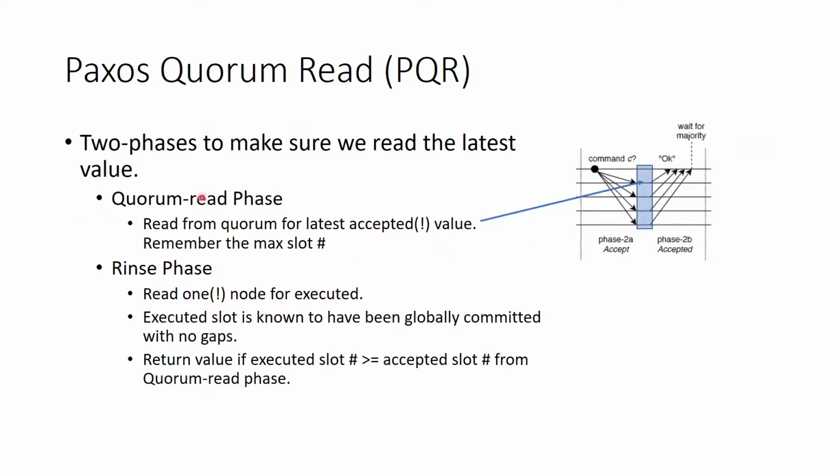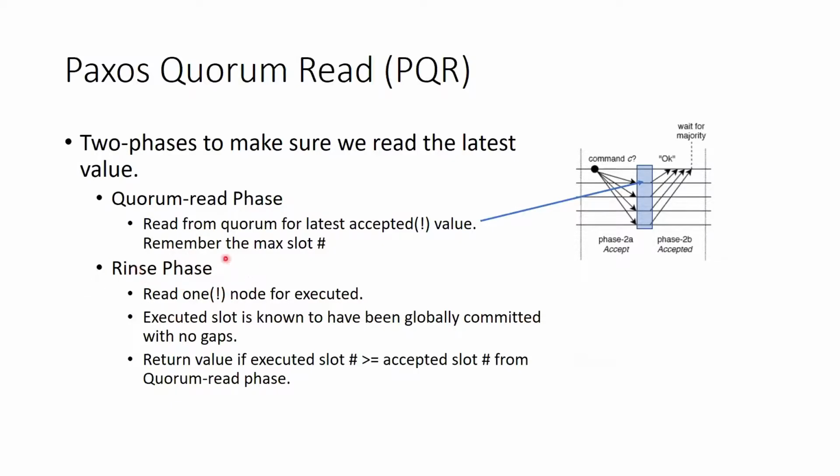At this point, when this quorum read phase has happened, we essentially know, okay, this slot number is going to be executed soon, and our read is going to wait for this. So we are artificially delaying the read until this future write happens, to preserve linearizability. This waiting happens in the rinse phase.